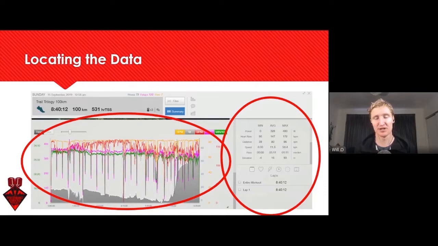That's where you're going to get your super simple data, which is pretty much your right-hand side, your peaks and your averages. And then on the left-hand side is where you can start to do a bit more of your deep dive and use the two to get into the nitty gritty.